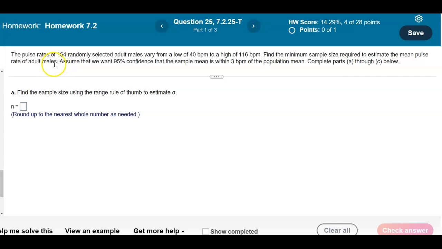The pulse rates of 164 randomly selected adult males vary from a low of 40 beats per minute to a high of 116 beats per minute. Find the minimum sample size required to estimate the mean pulse rate of adult males. Assume that we want a 95% confidence that the sample mean is within 3 beats per minute of the population mean, and then complete parts A through C below.